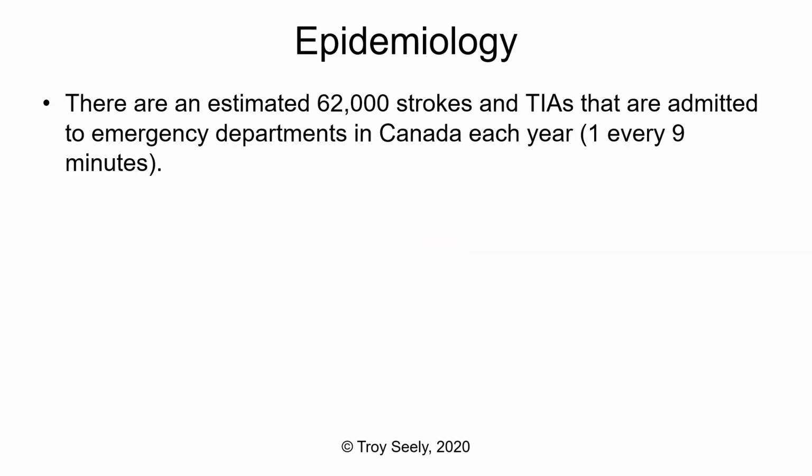Now in going into the epidemiology related to stroke, there are an estimated 62,000 strokes and TIAs that are admitted to emergency departments in Canada each year. That's arguably a timeline of 1 every 9 minutes. Now, notice how we highlighted here the term stroke, and here's the term TIAs. We're going to come to that term and clarify the difference a little bit later.